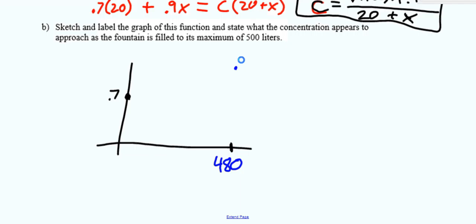So that's up here at 480, 0.892, and that's when this thing's filled up. There is a little bit of an asymptote that you could draw here. That'll be at 90%. It's never going to pass 90 because we're not adding any percentages higher than that.